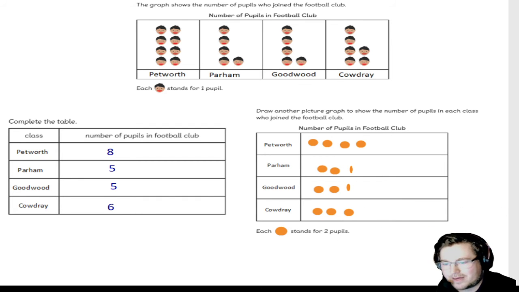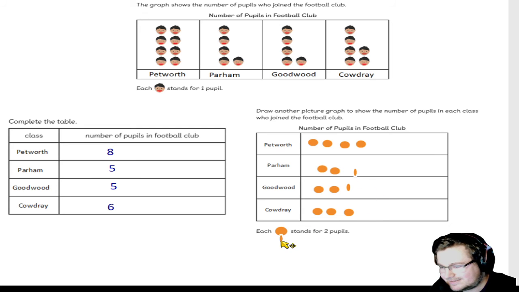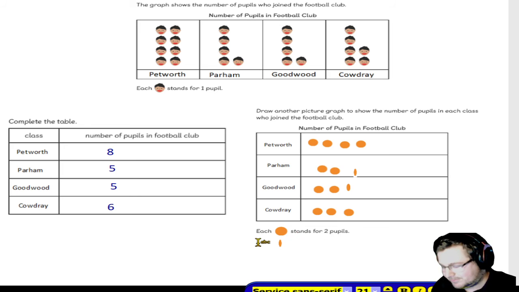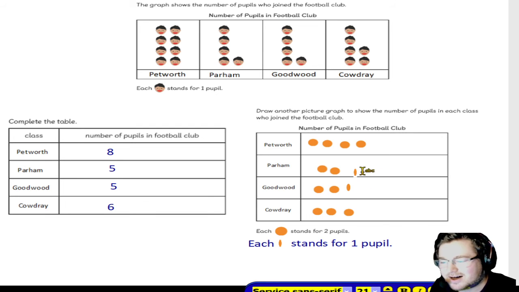Right, so this is fine, but what I would say about my half here is that I might just make it so I've written underneath each, I would put each squashed orange stands for one pupil, just to make that absolutely clear for everybody else. Okay, you could probably guess that that was half. However, it wasn't totally clear, and that just clears it up for everyone.